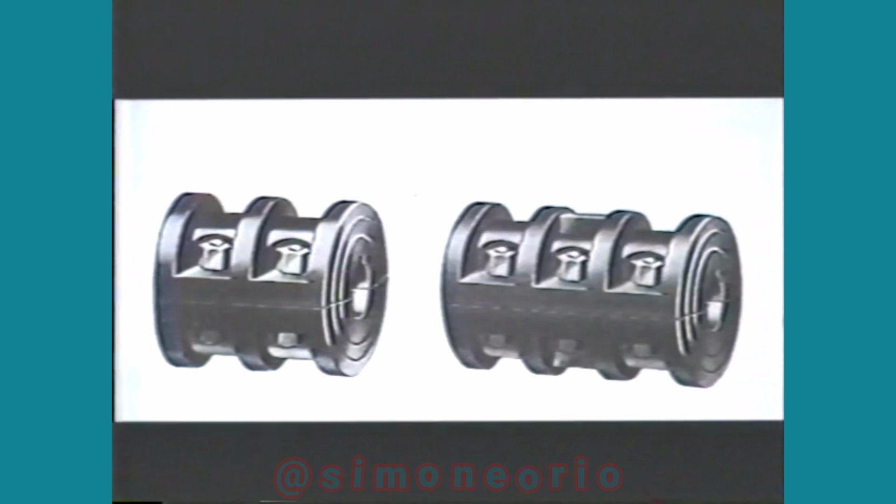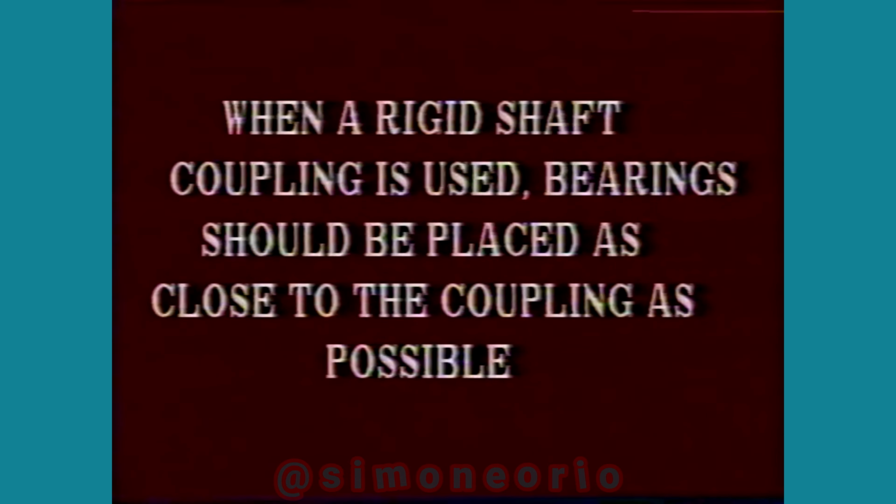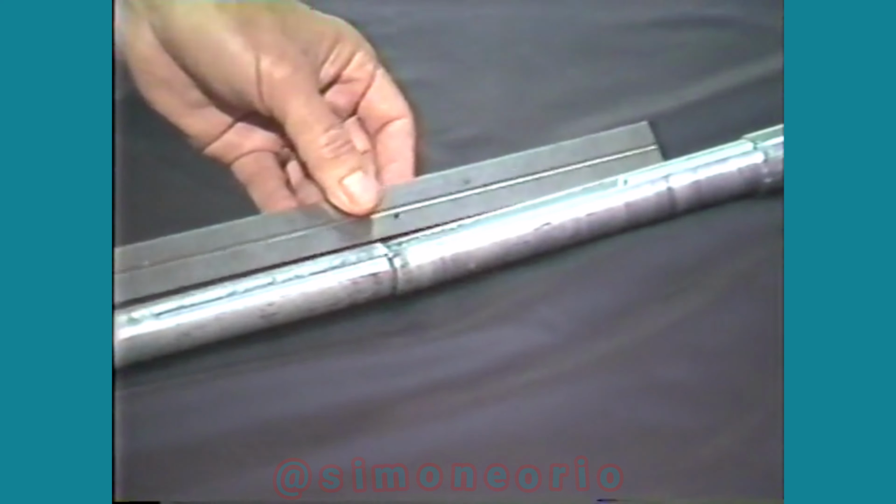Rigid couplings, such as are seen here, are used where it's desirable to have two shafts act like one. Shafts of different diameters may be connected with certain types of rigid couplings. When a rigid coupling is used, in effect, there is only one shaft. Bearings should be placed as close to the couplings as possible. Bearing and shaft alignment in this application is critical.